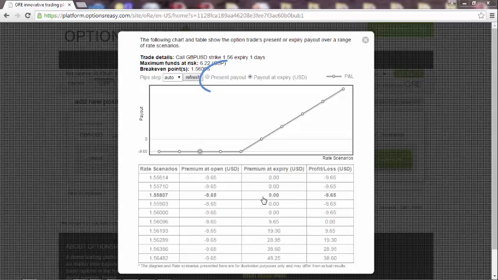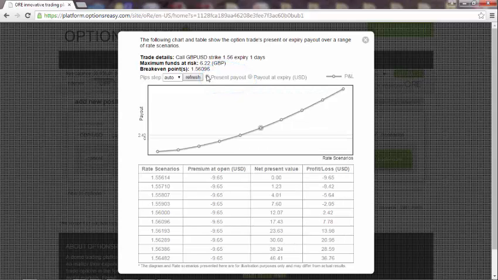You can analyze this by clicking the Present Payout button on the chart. This gives you an indication of what the payout will be if the market moved today. You can see that the payout line is now a lot smoother and higher than the payout at expiry. Now don't worry if you're not following all of this for now, as I will be covering the payout scenarios in Lesson 3.